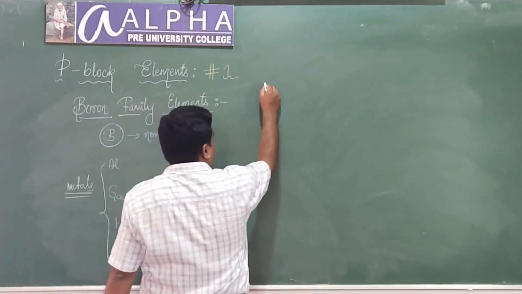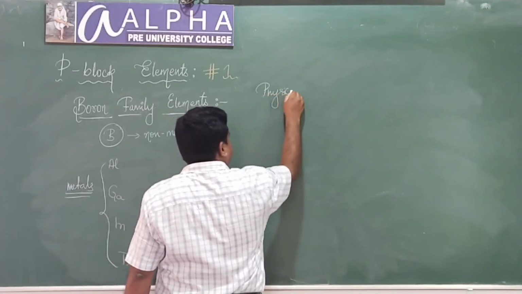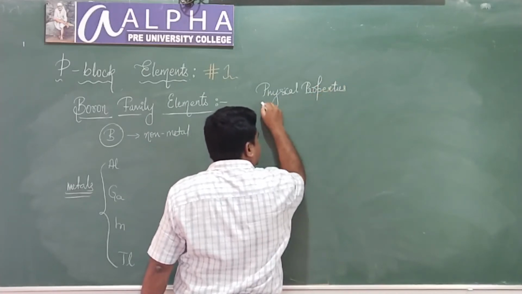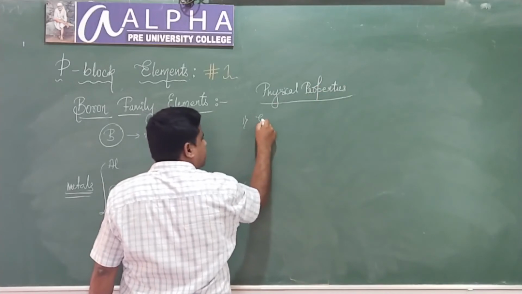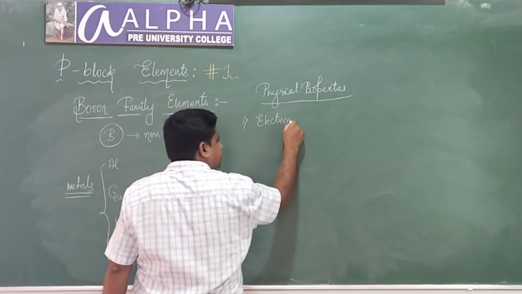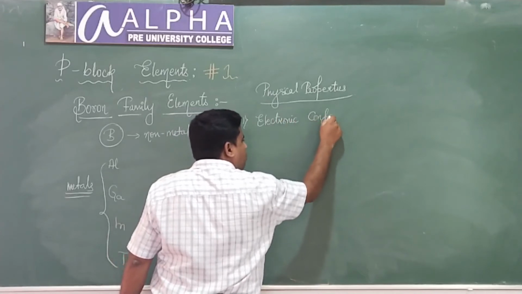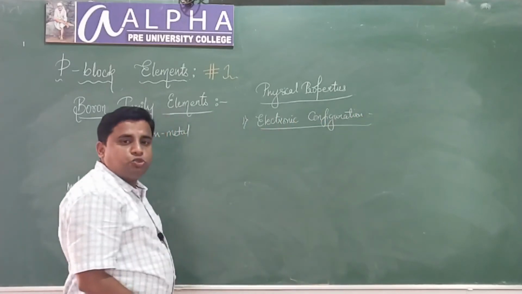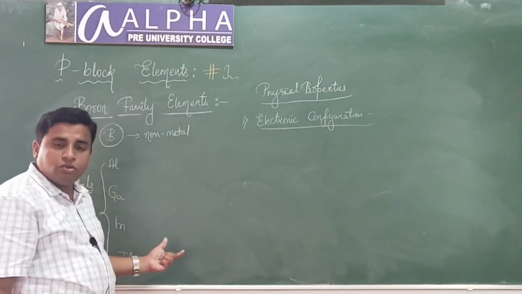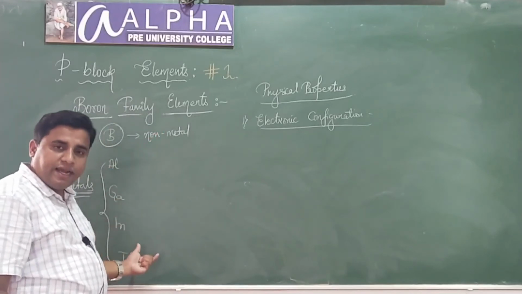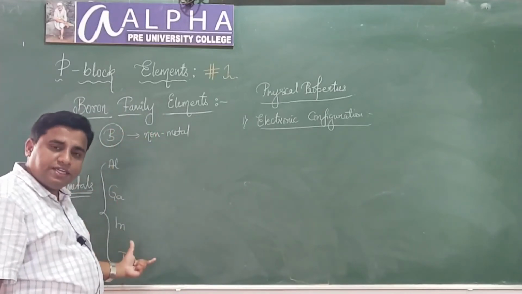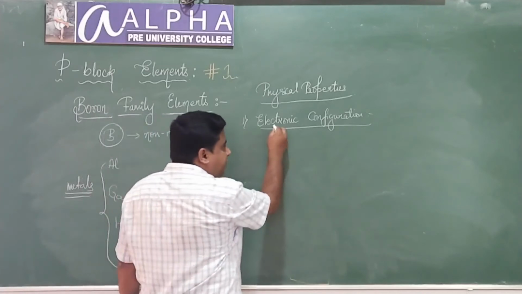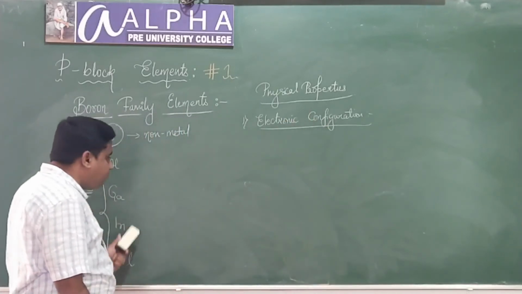Now, when we speak about the physical properties of these elements, we have to discuss their electronic configuration first. Then we will speak about the variation of atomic radii. We will talk about the variation in ionic radii. We will talk about the variation in oxidation state, density, melting point and boiling point. Now my point of interest is the electronic configuration of boron family elements.